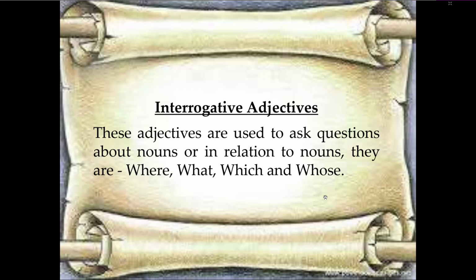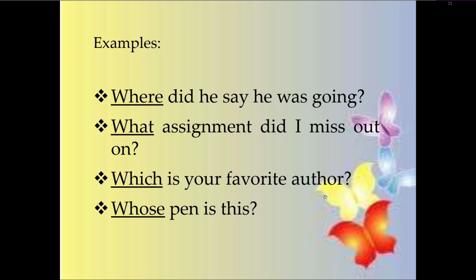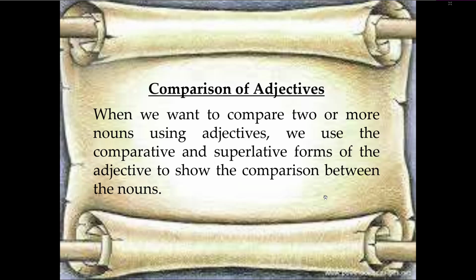Interrogative adjectives. These adjectives are used to ask questions about nouns or in relation to nouns. They are where, what, which and whose. Example: where did he say he was going? What assignment did I miss out on? Which is your favorite author? Whose pen is this?